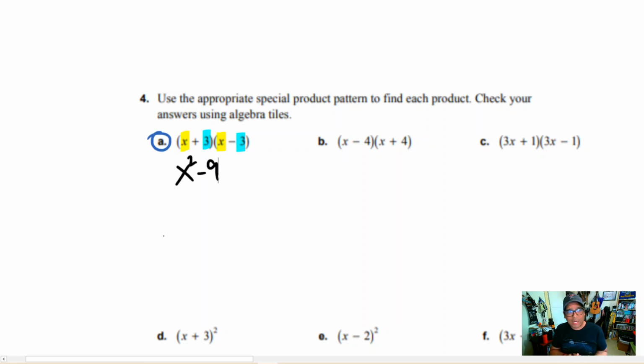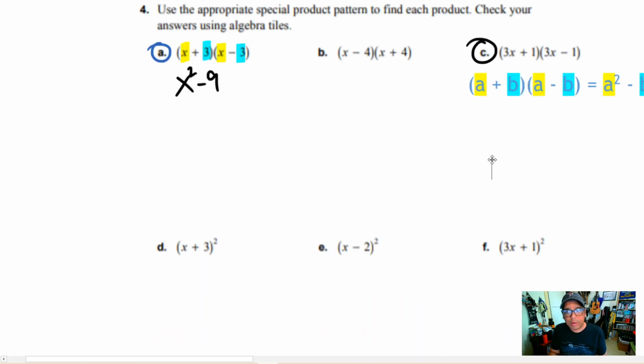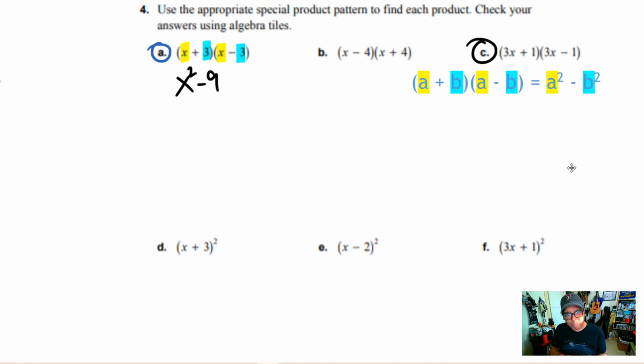Now, with the algebra tiles, that takes a long time, so it's better if we use our pattern instead. Let's take a look at number 3, or letter C, and we'll use our pattern this time. The sum and difference pattern looks like this: a plus b multiplied by a minus b. I'm noticing this is creeping off of the window. A plus b multiplied by a minus b is going to be a squared minus b squared. You're just going to substitute the numbers.